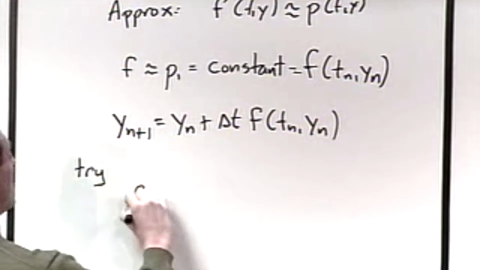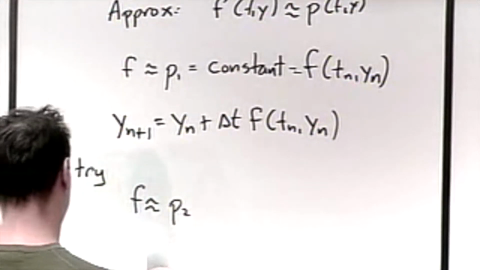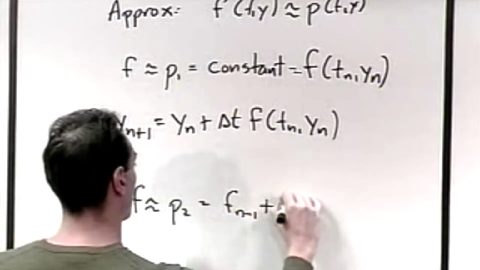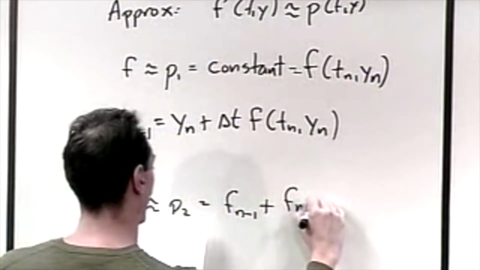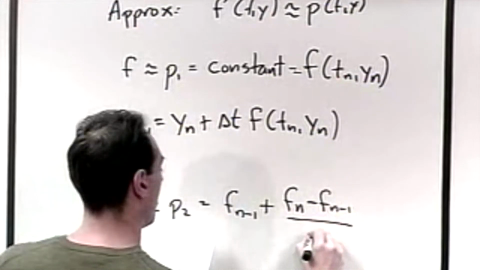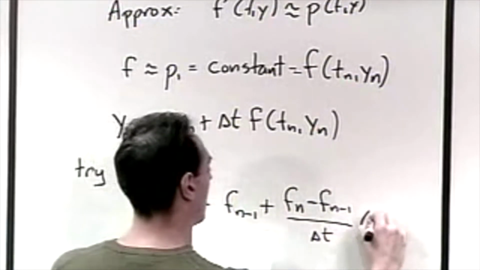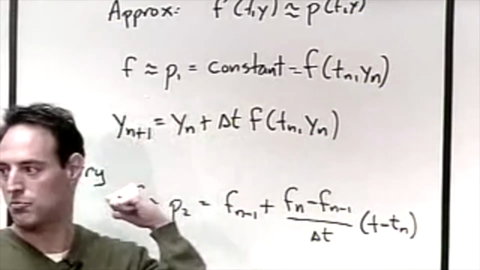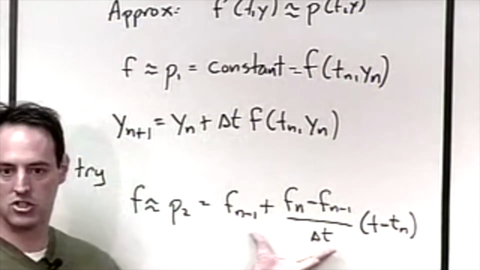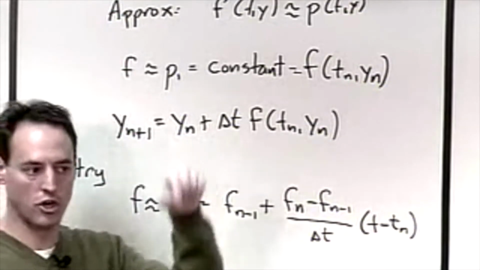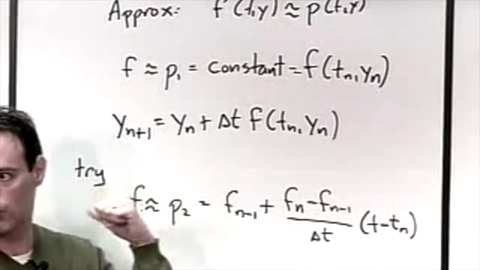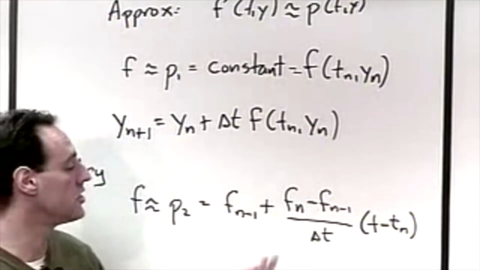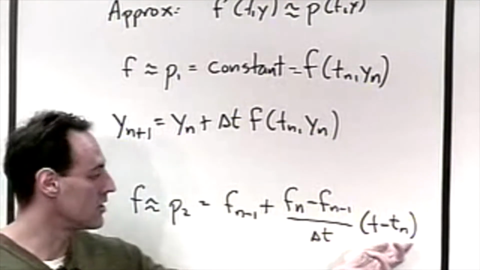We'll try the following. Approximate f by this polynomial. This polynomial is going to be a polynomial that goes through the current point and 1 point back in the past. So it goes through the current point and the past point. This is a line formula that goes through the current point, t of n, and the past point, t of n minus 1. All you have to do is plug in these two values. So for instance, if you put t of n in here, what do you get? T of n minus 1, this goes to 0.